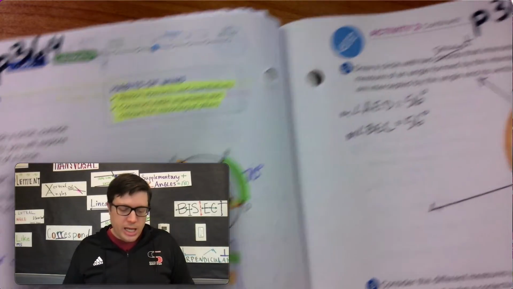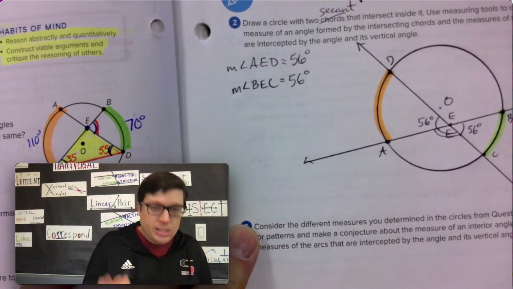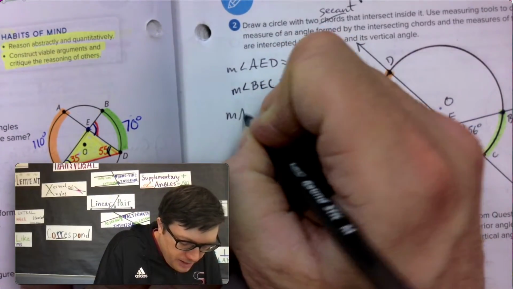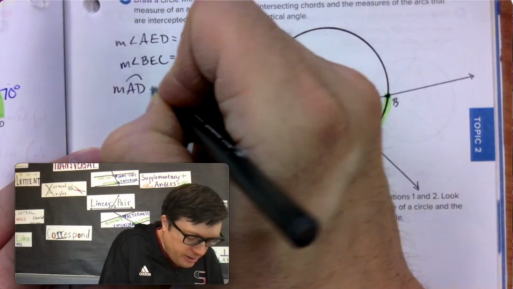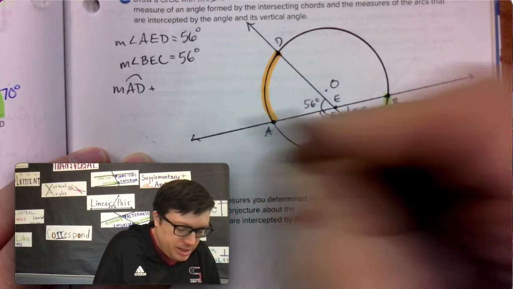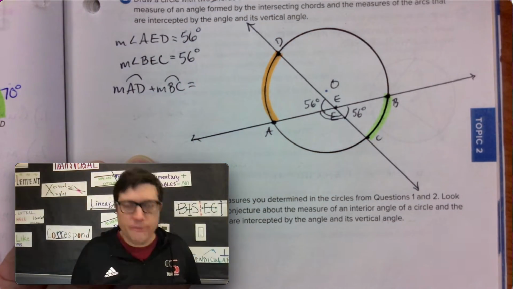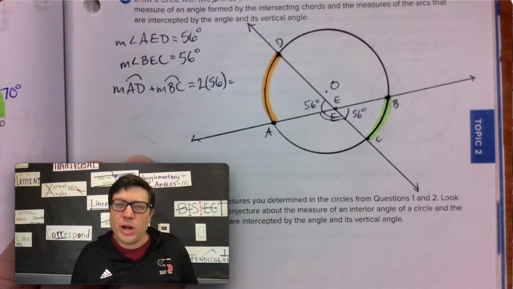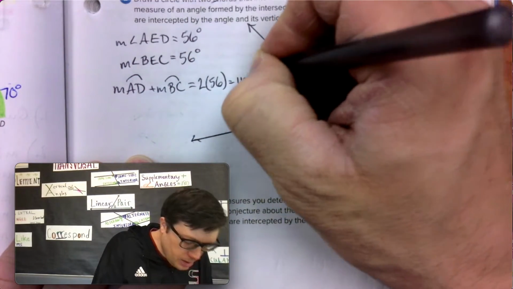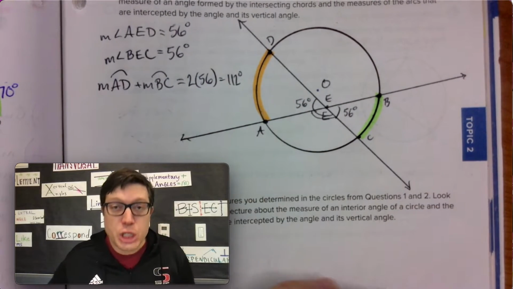So really what I can do is at least make a guess that if I double the 56, then technically the measure of arc AD, that's the orange arc, and the measure of arc BC should be double of 56. 2 times 56 is about 112 degrees. So now I just need to confirm it, right? I should get 2 numbers from measuring the central angle.